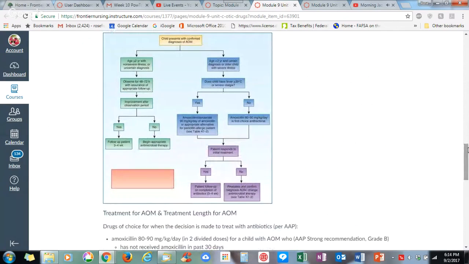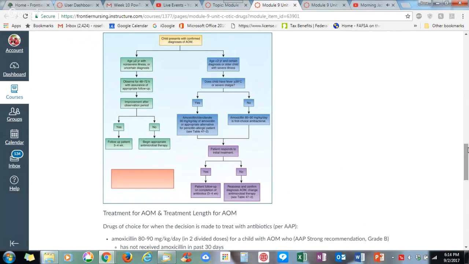An algorithm: the child presents with confirmed diagnosis of acute otitis media for age less than 2 years with non-severe illness or uncertain diagnosis. Observe for 48 to 72 hours with assurance of appropriate follow-up. If there is improvement after the observation period, follow the patient in 3 to 4 weeks. If not, begin appropriate antimicrobial therapy.